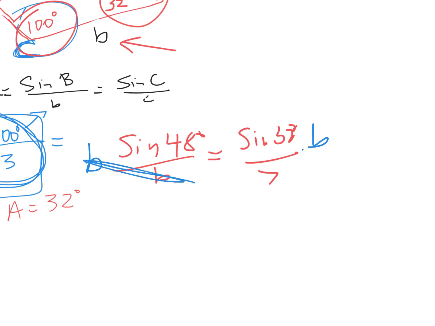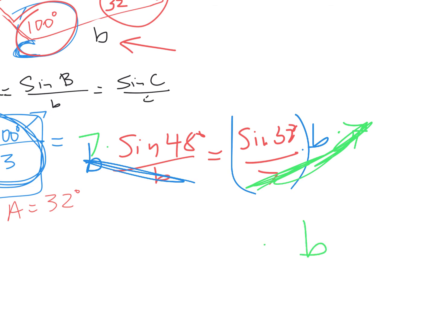But now, this is a pain. I'm going to have to get that off of there. So I'm going to multiply both sides by 7 next. Times 7, and the 7 goes away. And then I divide both sides by the sine of 32. So my final answer is b is equal to 7 sine of 48 over sine of 32. Is that accurate? Yes, it's extremely accurate.